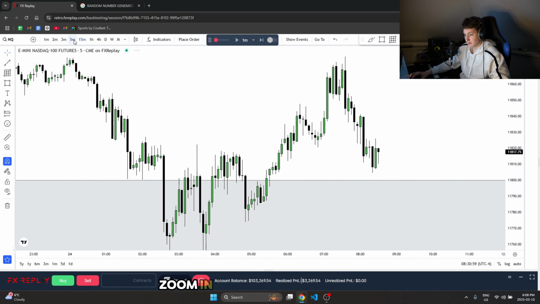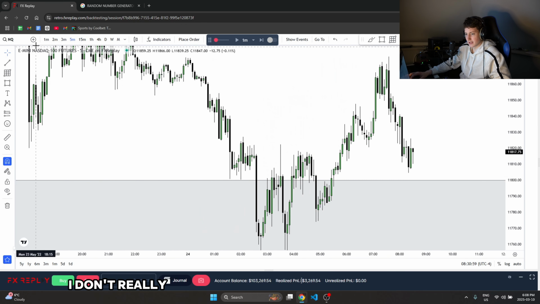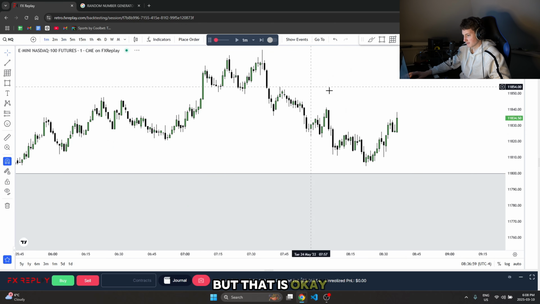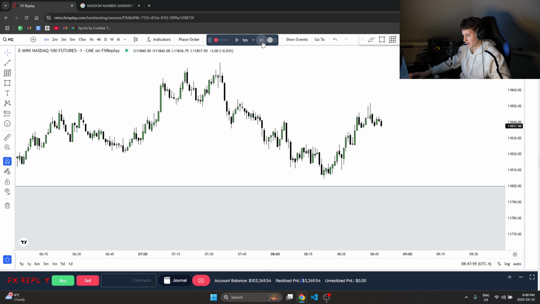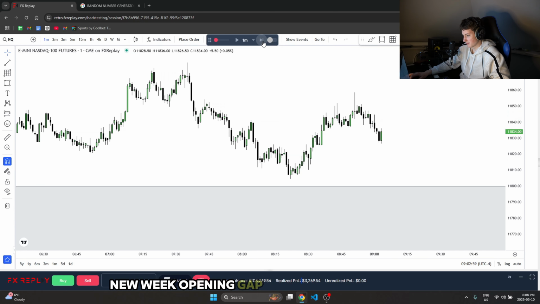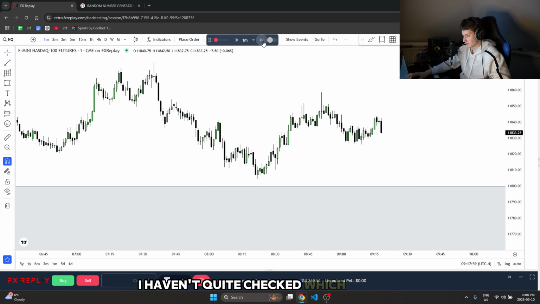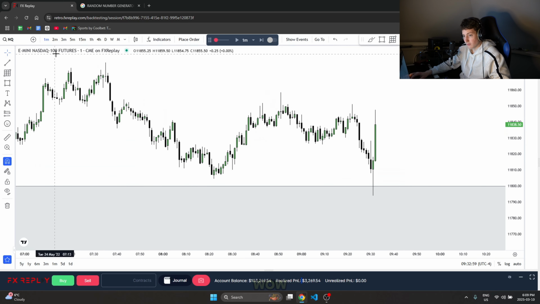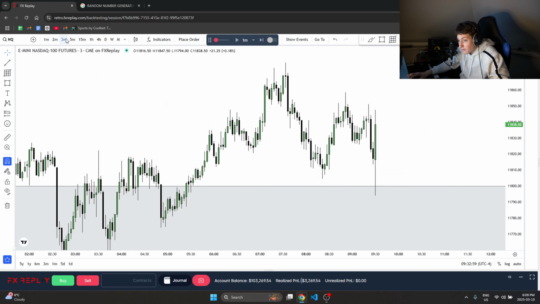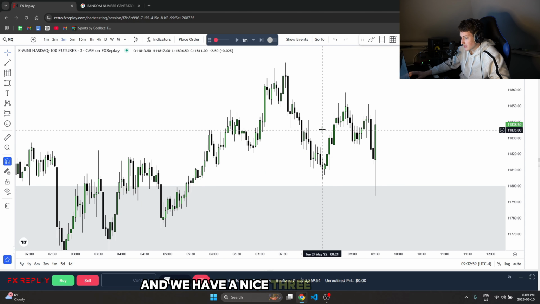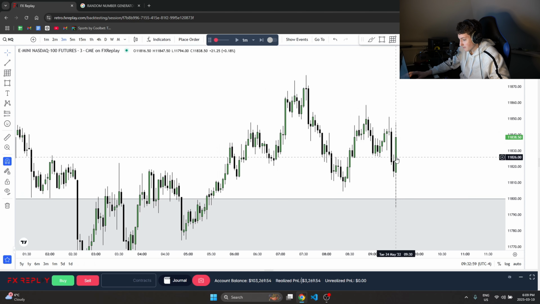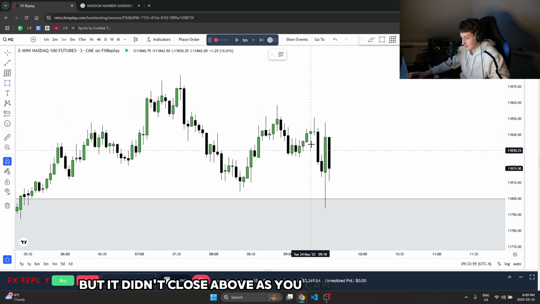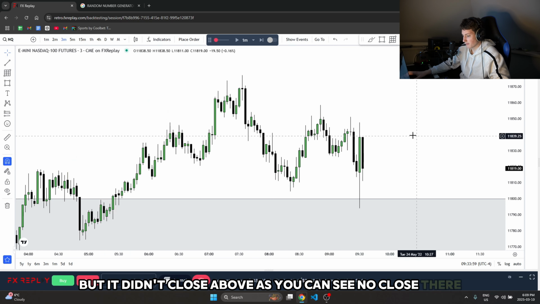Zoom in, zoom in, zoom in. I don't really like the price action on the 5-minute chart, but that is okay. I want to see us draw towards that new week opening gap, or new day opening gap. I haven't quite checked which one it is. We need to wait for open here. Wow. And we have a nice 3-minute long, but it didn't close above, as you can see. No close there.